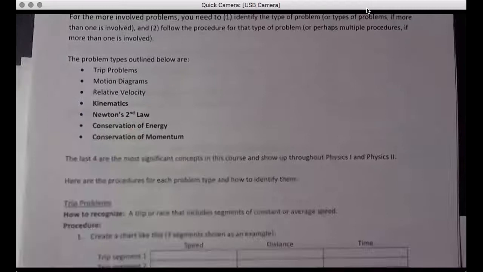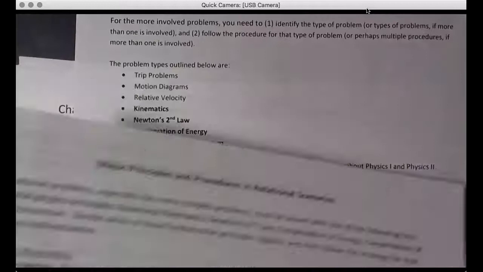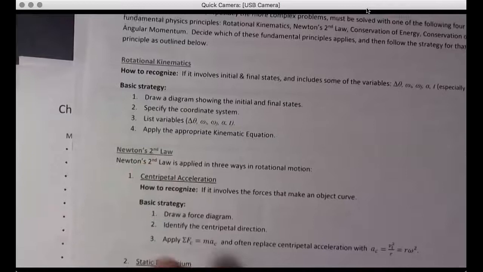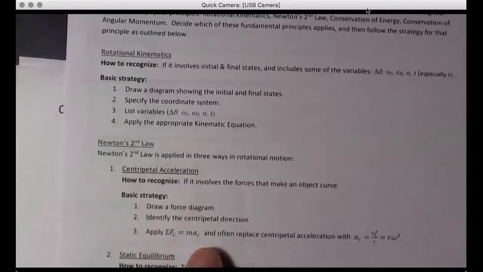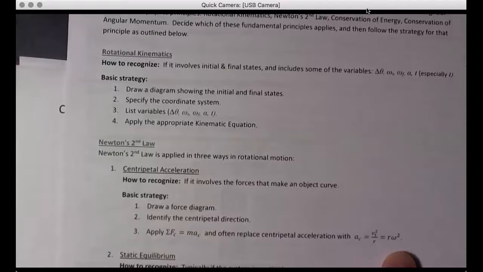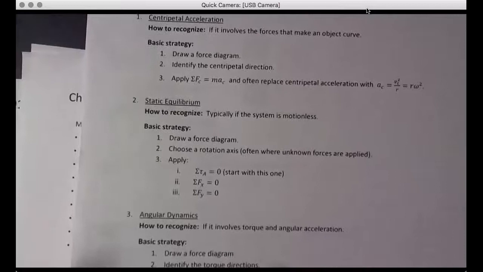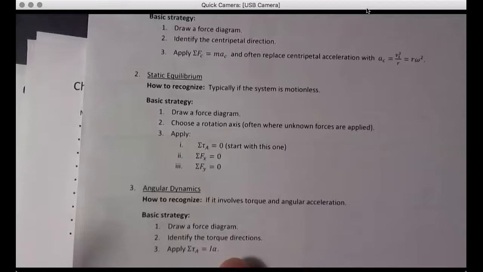Now this is the linear case. When we get along to the rotational case, what do you see? Rotational kinematics, rotational Newton's second law, which includes static and equilibrium, by the way, and centripetal acceleration, where you know a_c is v squared over r, or r omega squared. And then the static equilibrium, and here's angular dynamics, torque net is I alpha. Really what you're doing is adding one more column to the Newton's second law for linear.